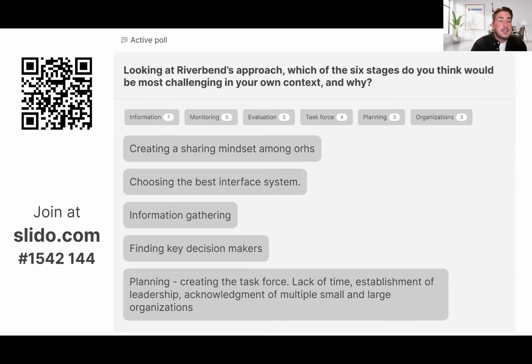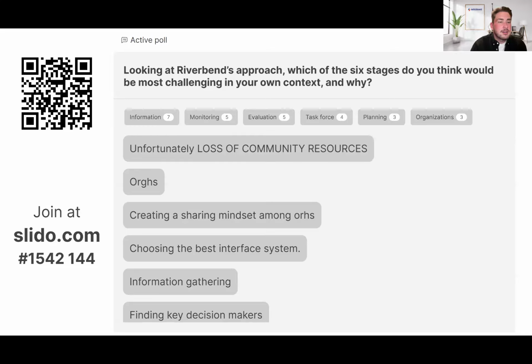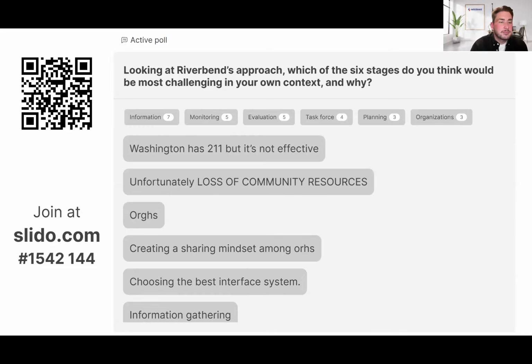Creating a shared mindset among organizations. Absolutely. I think, in that collaboration, I said, one of the barriers that we would want to list out might be personalities. And so really, I recognize that that also might be a barrier. Loss of community resources makes mapping community resources difficult. Absolutely, it does. And the information gathering, that's why the verification of resources is so important, making sure that we have the availability and time to do that.